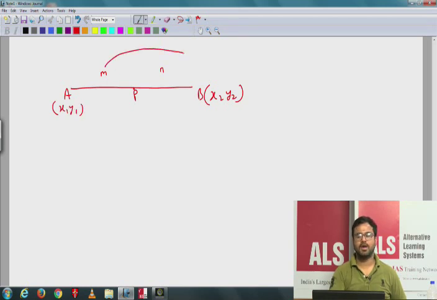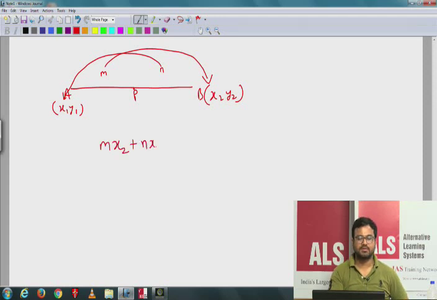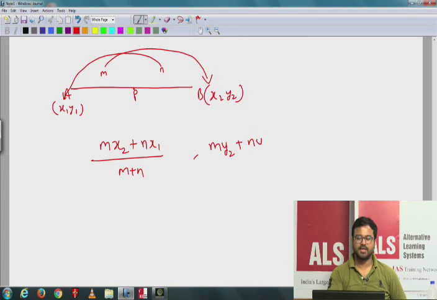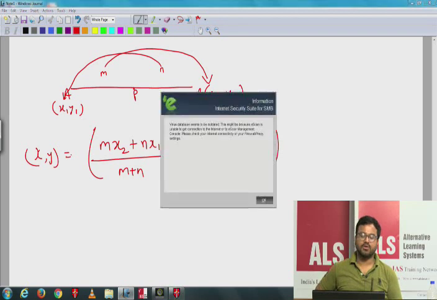So m should be multiplied with the right-side coordinate x2 and n should be multiplied with the left-side coordinate. Whatever ratio is on the left is multiplied with the right coordinate, and whatever ratio is on the right is multiplied with the left coordinate. So mx2 plus nx1 over the sum of the ratio, which is m plus n. The same goes for y: m into y2 and n into y1, so my2 plus ny1 over m plus n. So directly you can learn it like this. So x comma y is equal to this, and x and y are the coordinates of point P.